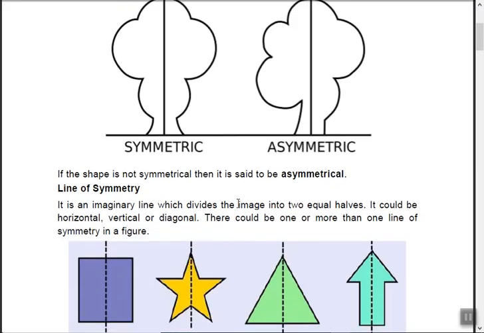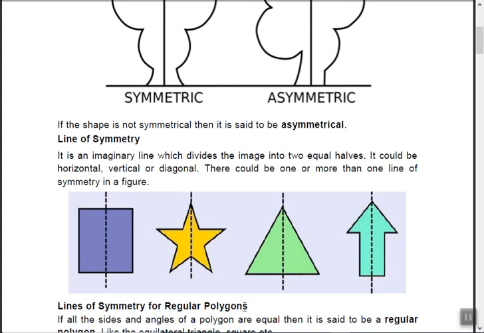Okay. Now, what is line of symmetry? Line of symmetry means it's an imaginary line which divides the image into two equal halves. So this imaginary line divides it into two halves. Here, equal halves is not a correct word actually. It should be only two halves, but that is a common practice. That's called one of the figures of speech.